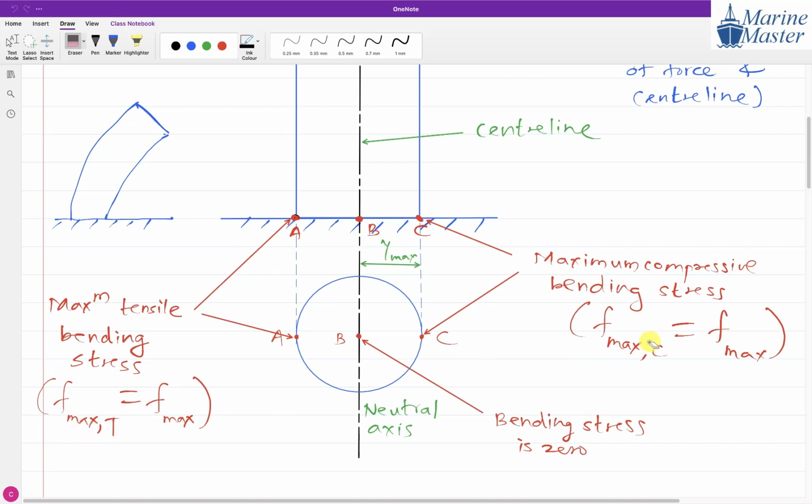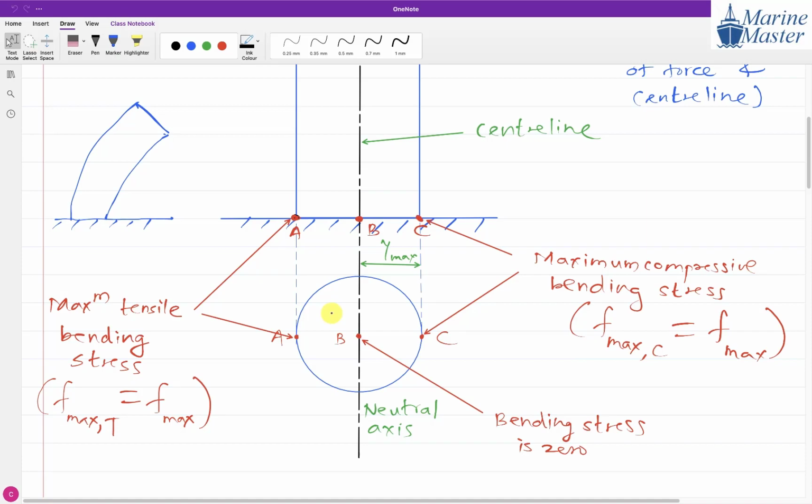So here in this case, F max T and F max C are the same. And why the same? Because it is symmetrical about the neutral axis. I am explaining what is the meaning of symmetrical about the neutral axis: left hand side and right hand side, for this scenario.